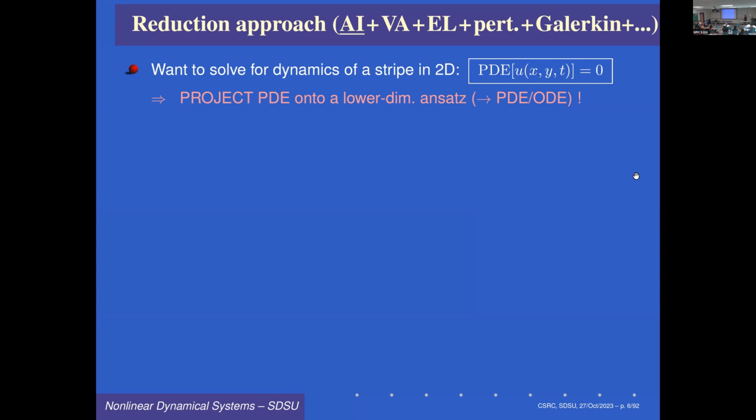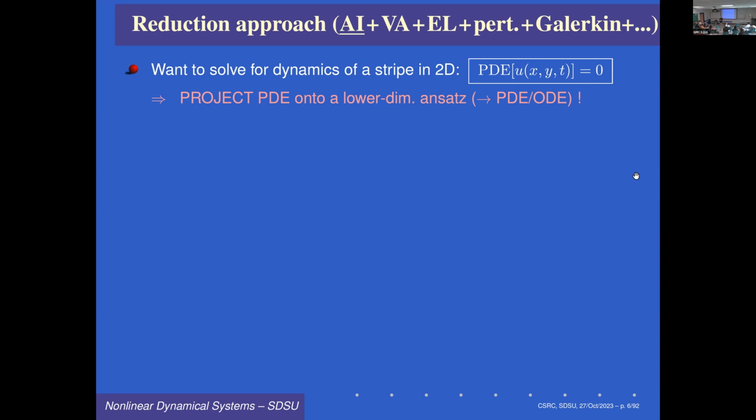Okay? And I'm going to give you certain examples later, but the idea is the following. Suppose that you have a partial differential equation, and there are many methods to do the reduction from the original system to a reduced system. And I cannot give them all to you. I'm going to give you one of the simplest ones to understand. It's called an adiabatic invariance.